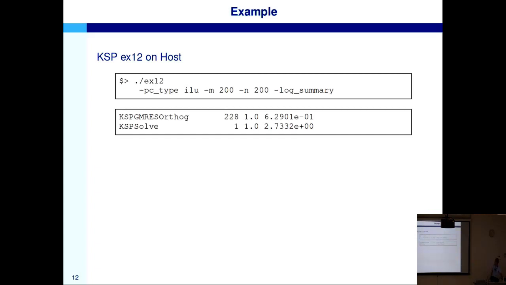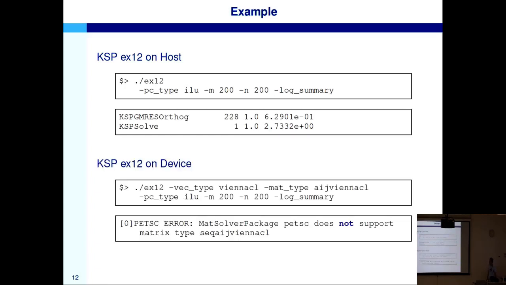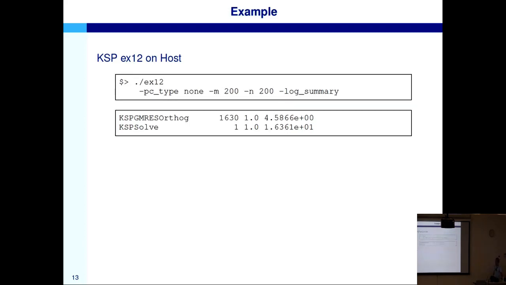Now, if you just do what I told you to do, which is you add vec type and then say VNaCL in this case, well, in that case, it will tell you no, my package PETSc does not support matrix type sequential AIJ VNaCL, because the incomplete LU factorization, which is inherently sequential, is just not supported in that particular case. So, okay, we have to change something. Now, since the ILU preconditioner is the problem, let's just turn off the preconditioner.